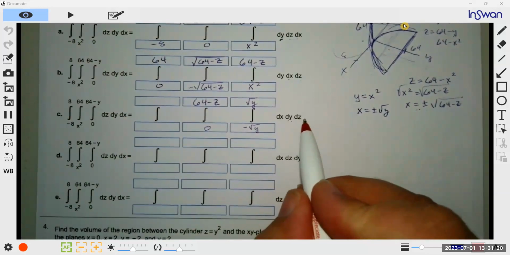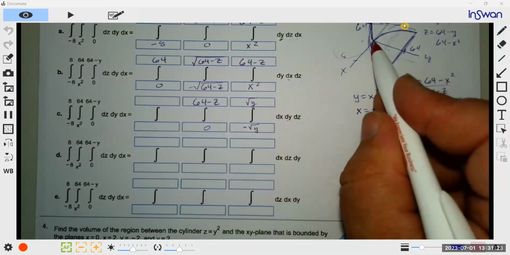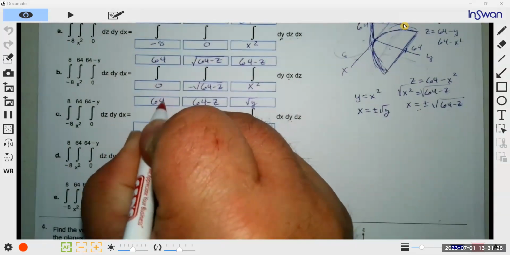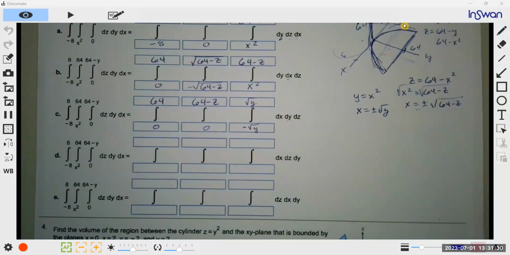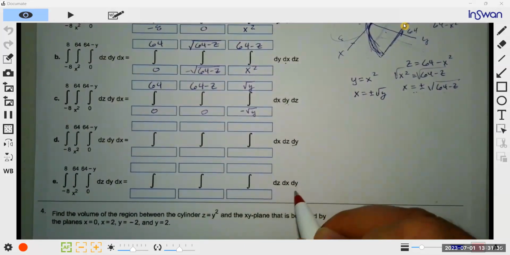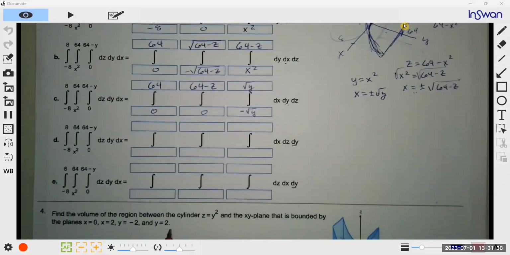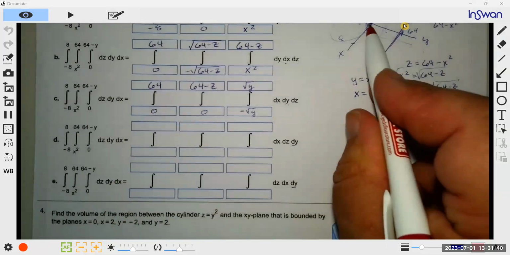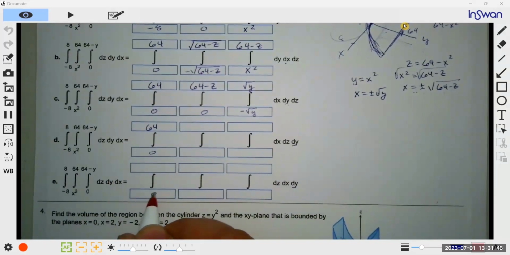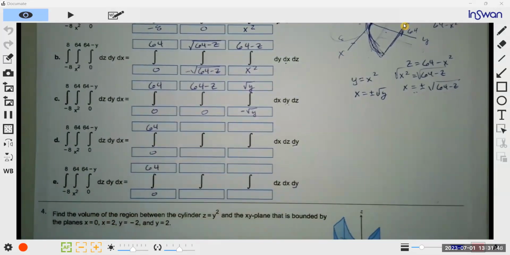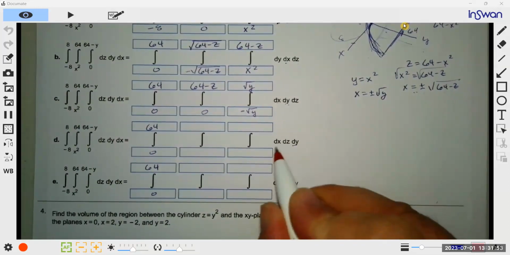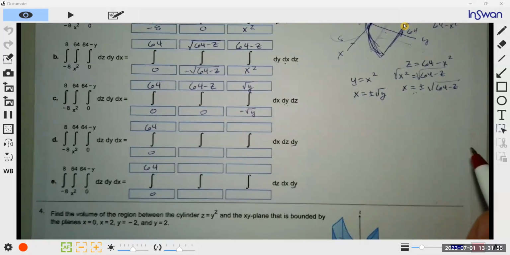The last one is dz. Again, dz starts at 0, goes to 64. Well, pretty much the last one for all of these, since it goes from 0 to 64, we can go ahead and fill those in. Now, the only parts we have to worry about are dz dx and dx dz now.